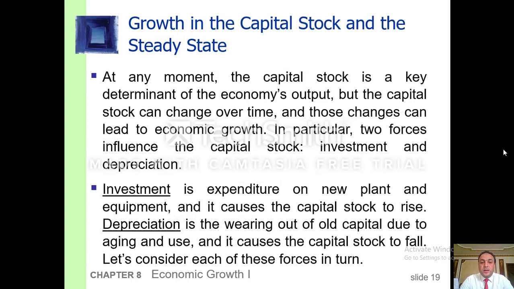So the growth in the capital stock and the steady state. At any moment, the capital stock is a key determinant of the economy's output, but the capital stock can change over time, and those changes can lead to economic growth. In particular, two forces influence the capital stock: investment and depreciation. Investment is expenditure on new plant and equipment, and it causes the capital stock to rise. Depreciation is the wearing out of old capital due to aging and use and so on, and it causes the capital stock to fall. So let's consider each of these forces in turn.